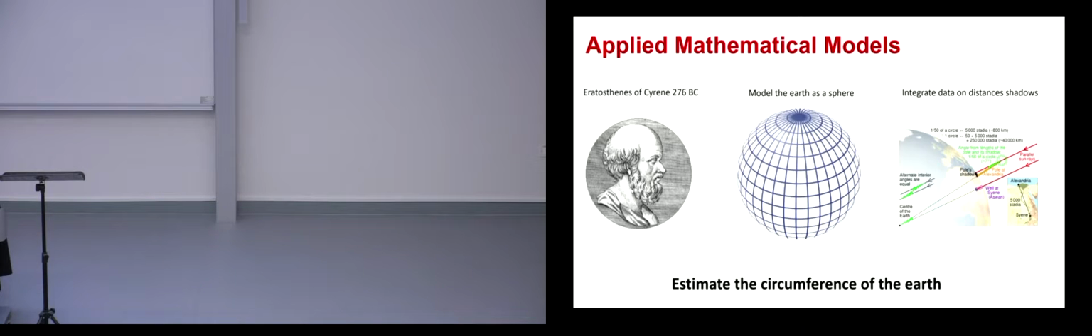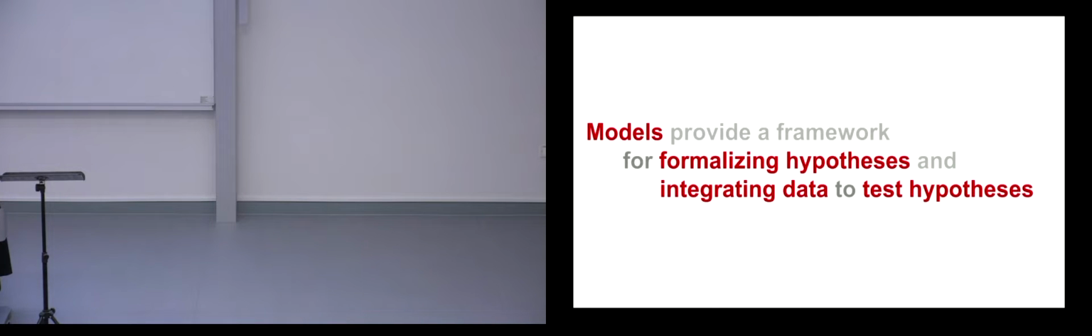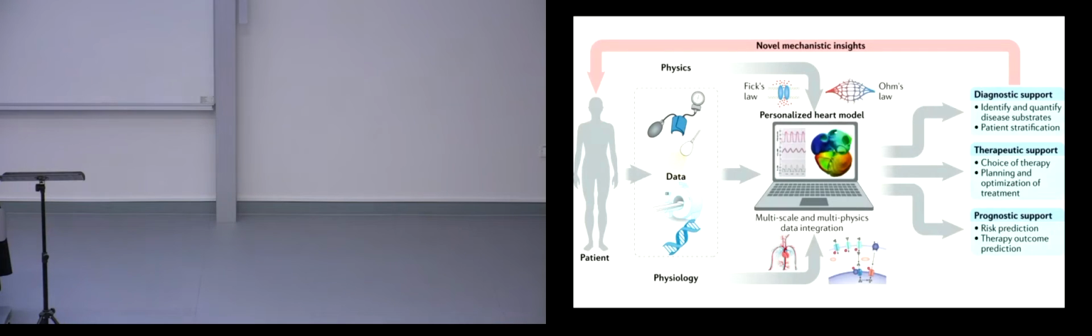And so this is where we can take a mathematical model, we can take observations that we have which are potentially limiting, but allow us to understand something deeper about the system and infer things from it. And this is really what we're trying to do with our mathematical models of the heart. And so it provides a framework for formalizing hypotheses, integrating data, and testing those hypotheses.